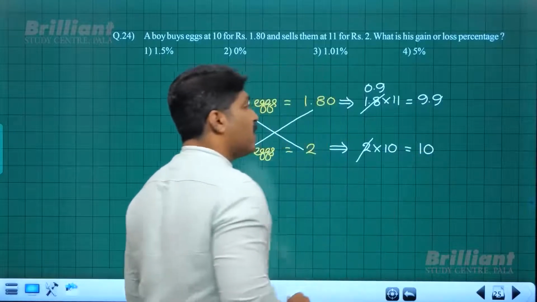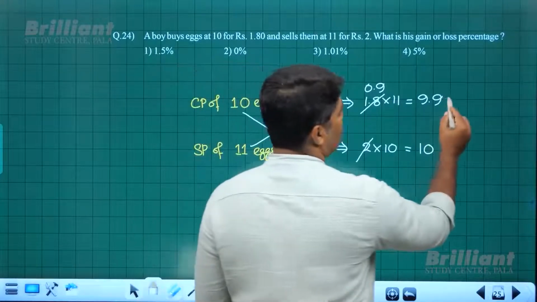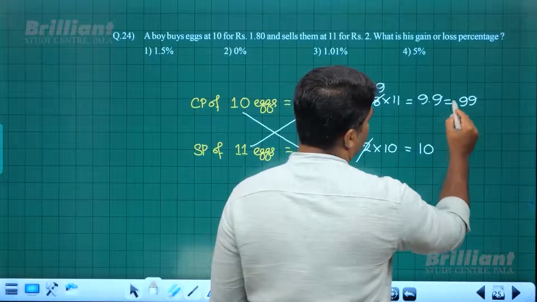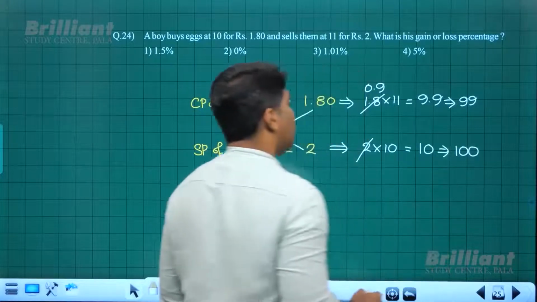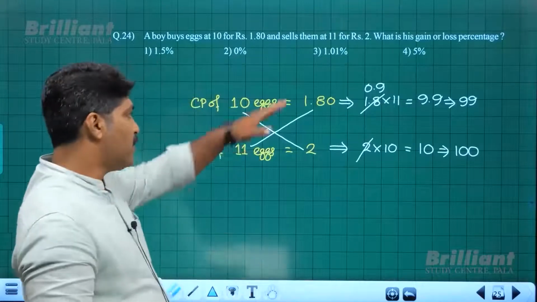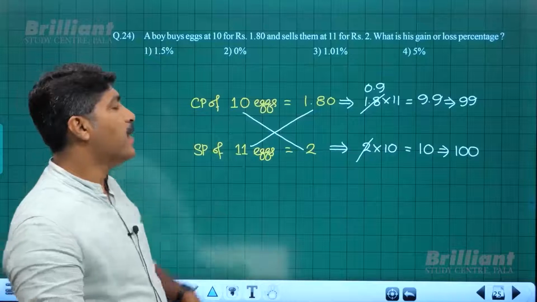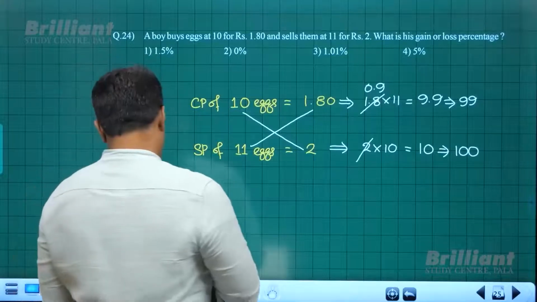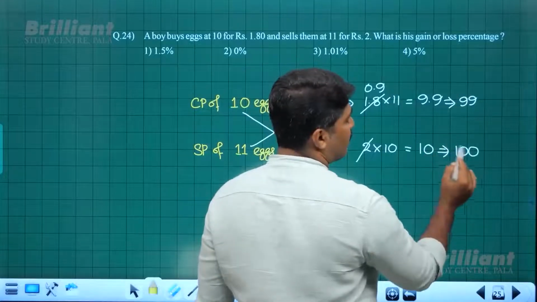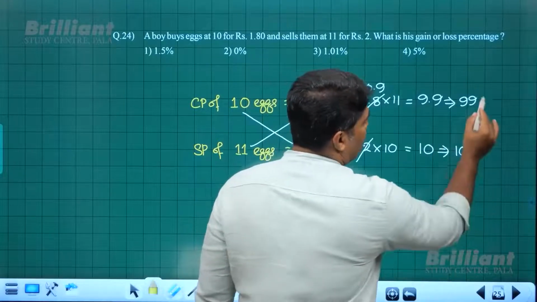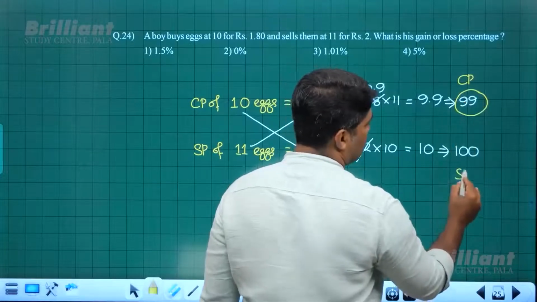Or again, for the convenience of operations, we can convert it like this. This is equal to 99. Again, we are considering, so this is 100. So this is the way to reach the conclusion through cross multiplication. We only require the ratio values. And you have to consider this 99 as the cost price and this 100 as the selling price.